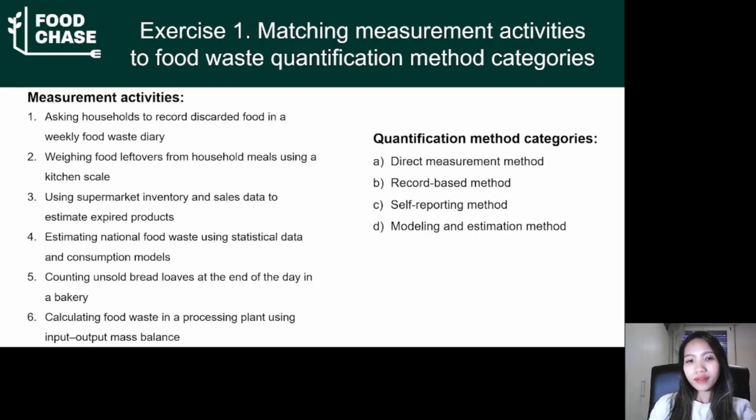Estimating national food waste using statistical data and consumption model. Counting unsold bread loaf at the end of the day in the bakery. And finally, we have calculating food waste in a processing plant using input and output mass balance. In the second set, we have four category quantification method, which are direct measurement, record-based, self-reporting, and modeling and estimation. We will analyze this scenario one by one together.